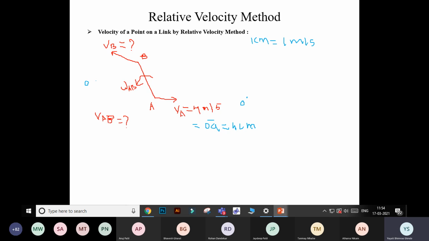And the direction is parallel to the velocity A. It means horizontal towards the right. I'll draw the first vector OA towards the right. The distance is 4 centimeters, which means 4 meters per second. Now this is the velocity A.